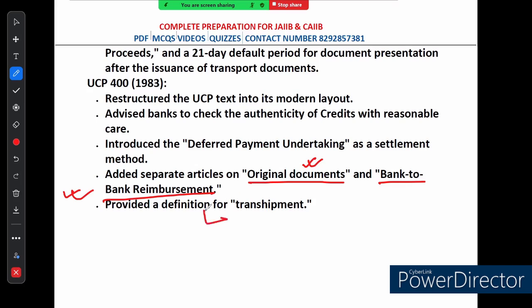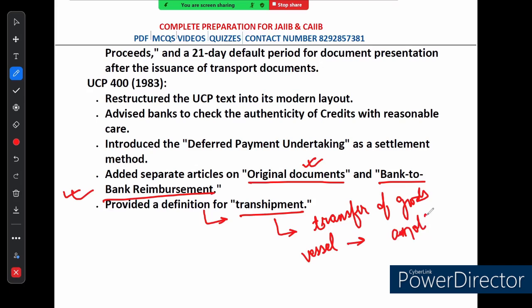Finally, UCP 400 provided a definition of transshipment. What is the meaning of transshipment? Transshipment means transfer of goods from one vessel to another vessel during the transit, right? Transfer of goods from one vessel to another during the transit. Having a clear definition helps set expectations and reduce potential disputes over the handling of goods that need to be transferred between modes of transfer.